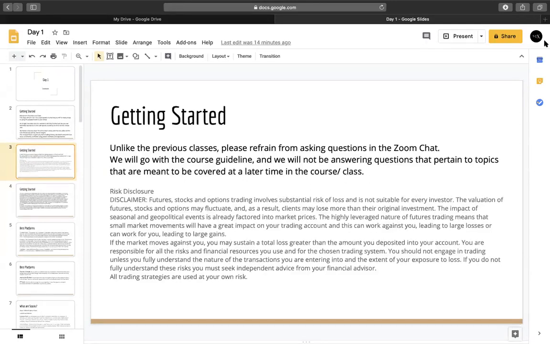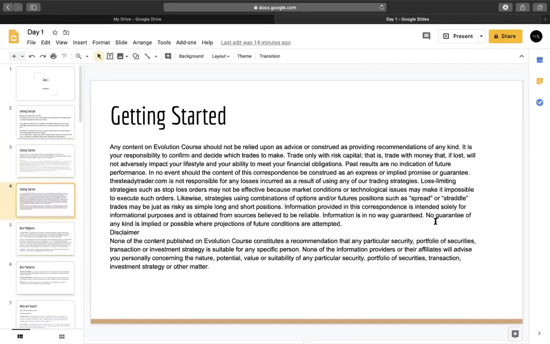You should not engage in trading unless you fully understand the nature of the transactions you are entering into and the extent of your exposure to loss. So, you don't just trade blindly and just follow someone and just go off of what they say, right? If you do not fully understand these risks, you must seek independent advice from your financial advisor. All trading strategies are used at your own risk. Any content on the Evolution course should not be relied upon as advice or construed as providing recommendations of any kind. It is your responsibility to confirm and decide which trades to make.